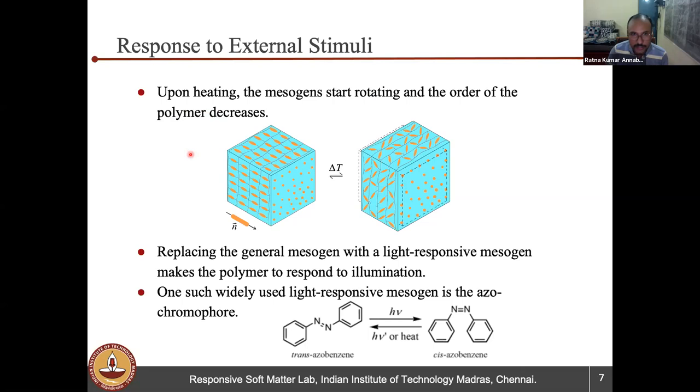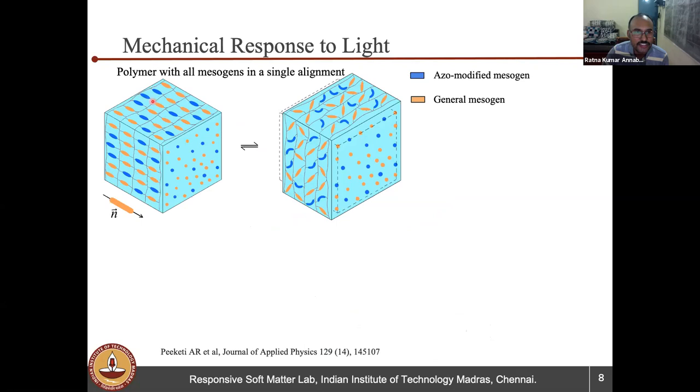Earlier, in the previous slide, we showed only the general mesogens with which we constructed the liquid crystal system. If we replace some of these mesogens with azo-based mesogens, which means these are light responsive, when you subject them to light, they go from the trans state to the cis state, which bends, and along with it creates the bending deformation of the entire network, and as a result, the network deforms. Right? As we have already said, it goes from the trans state to the cis state, and upon removal of light, it goes back to the trans state.